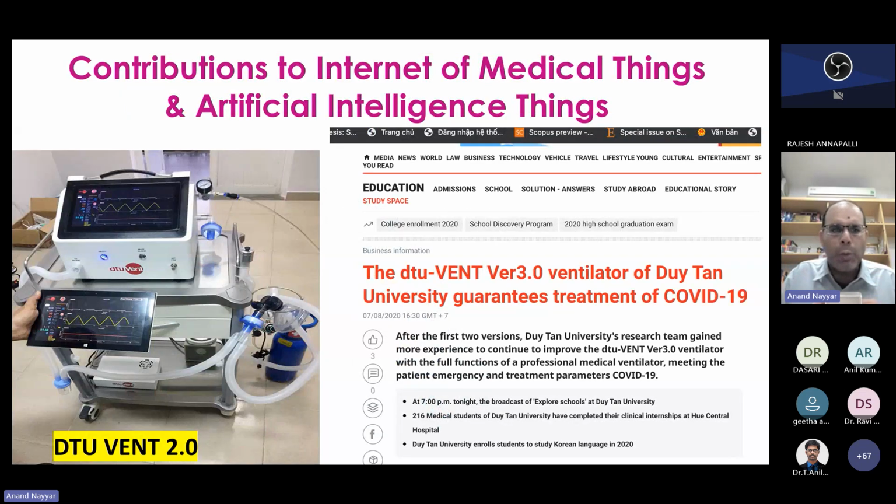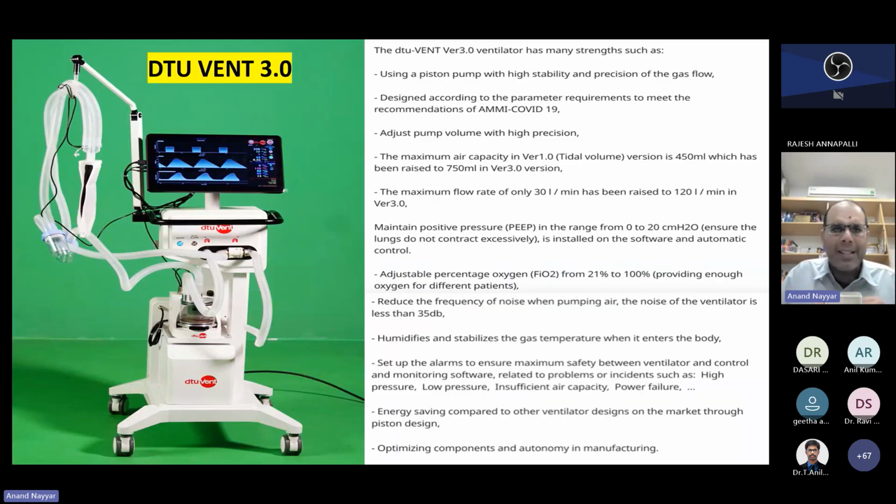We have invented DTU Vent 2.0, the indigenous ventilator, when there was the COVID-19 situation. And now, ladies and gentlemen, this is the most advanced DTU Vent that you can see. It's ventilator version 3.0 with advanced pump volume, reduction of frequency of noise, humidity, and it stabilizes the gas temperature. So that's the reason my university and I are working closely to make intelligent systems. And of course, I will be showing you lots of software that will blow your mind. So this is all what we are designing in order to go for real-time contributions for society.